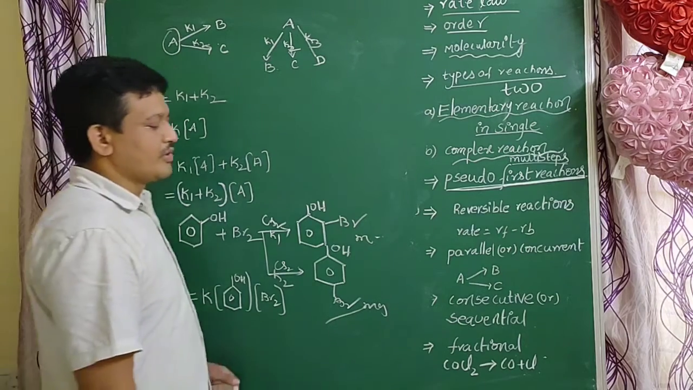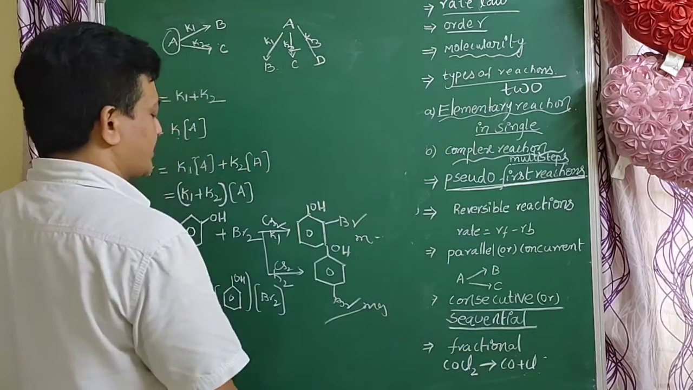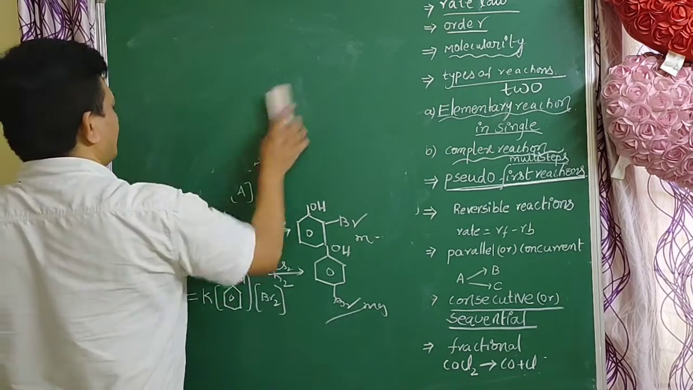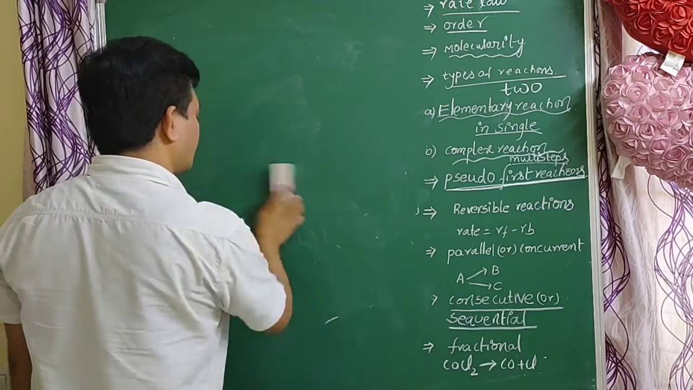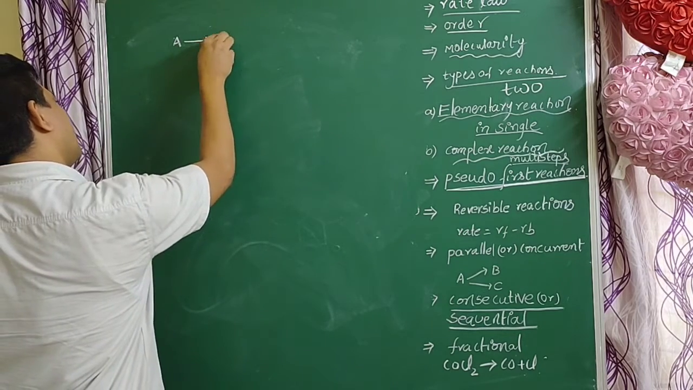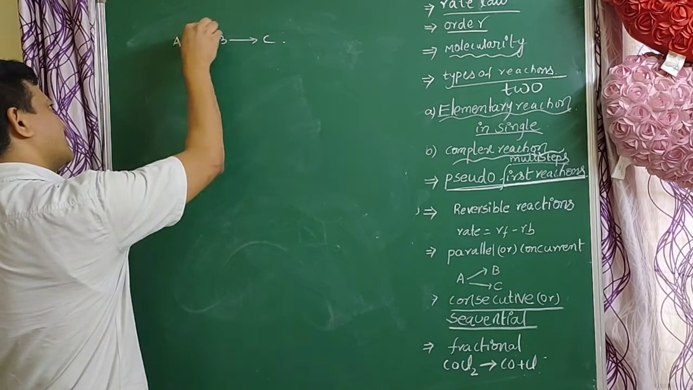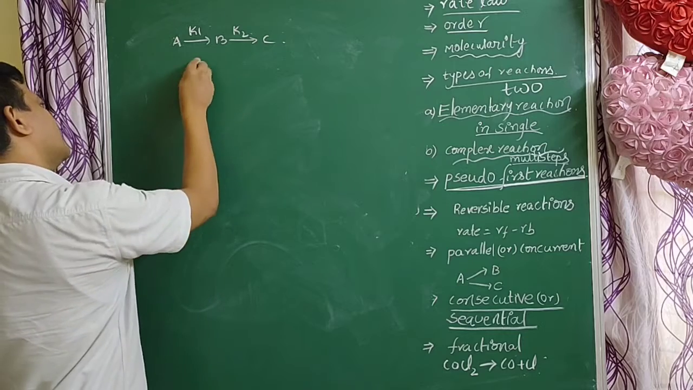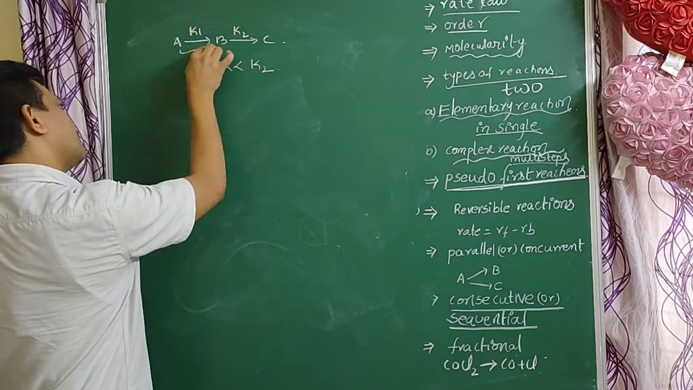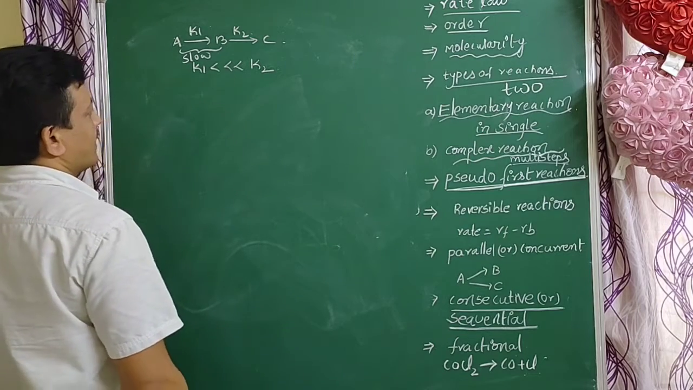Next, very important: consecutive reactions or sequential reactions. What are these reactions? A converts to B, B converts to C. This is K1, this is K2. Here K1 is very much less than K2. That means this is the slow step, the slow or rate determining step.